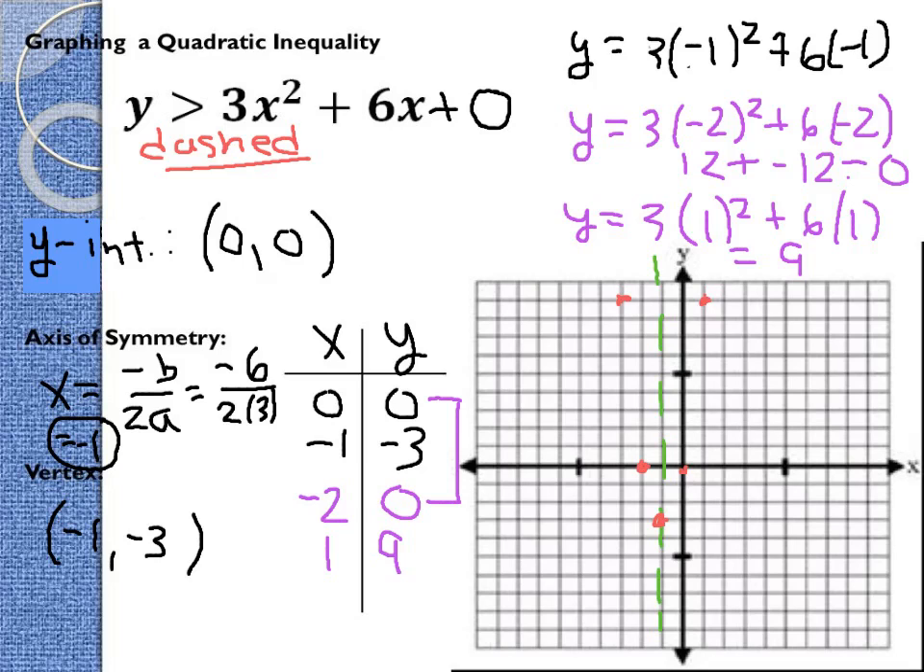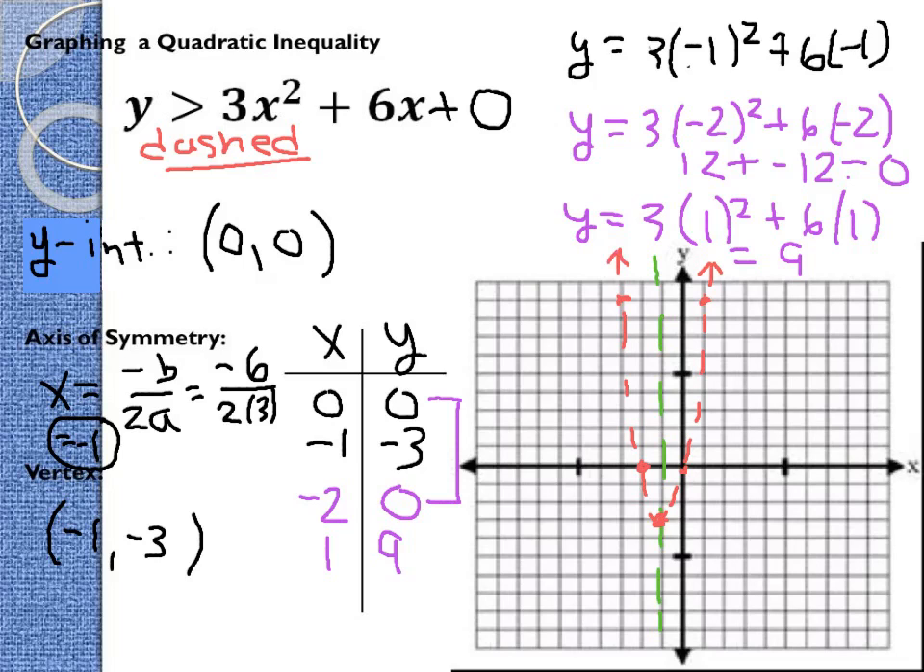So before I graph, I want to look back to my original equation, and I noted before that this must be a dashed line. So plotting this, we don't want these points to be included as part of our solution. So we dash them, and they look like this.